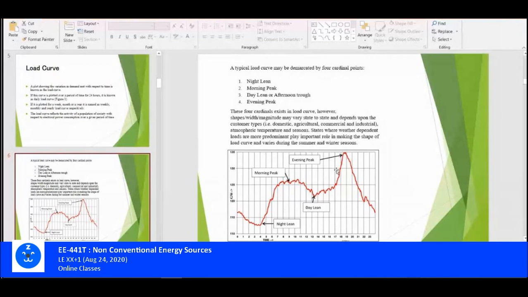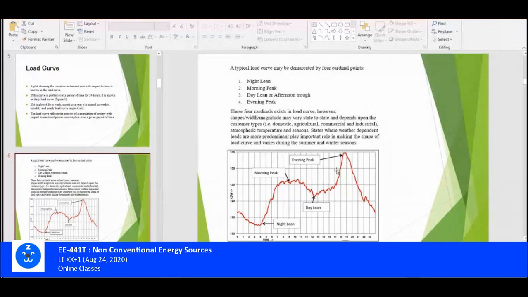A typical load curve may be demarcated by 4 cardinal points. You can observe it. We have got some troughs, some crests for the 24-hour cycle, and you will find that, as I told you on that day also, morning peak, day lean, evening peak, night lean, and so on. So these are the important points, or more importantly, cardinal points in a daily load curve. These 4 cardinals exist in a load curve.